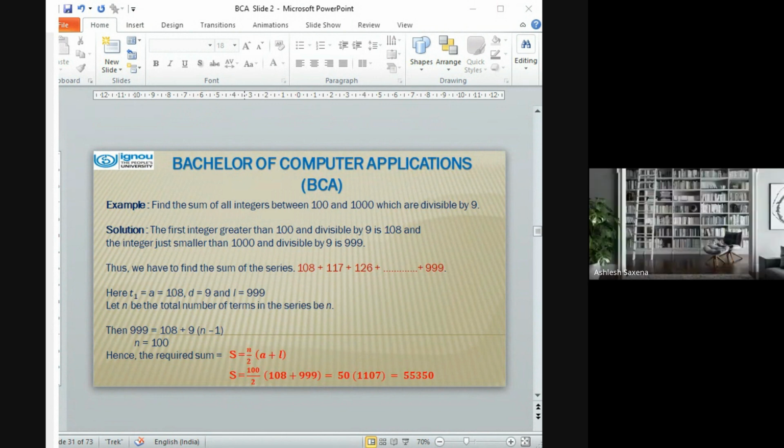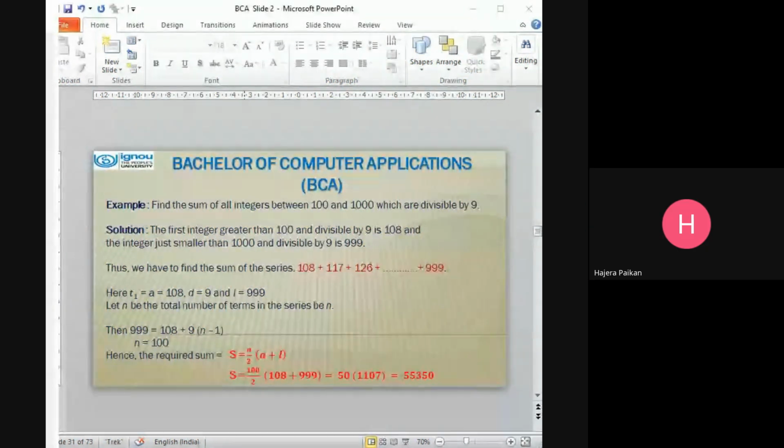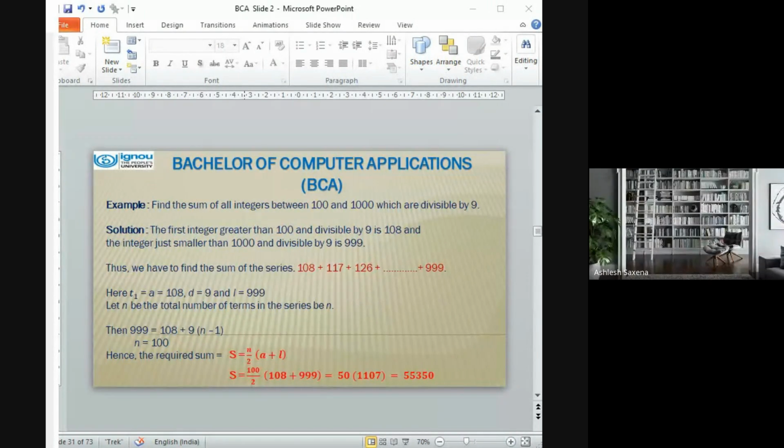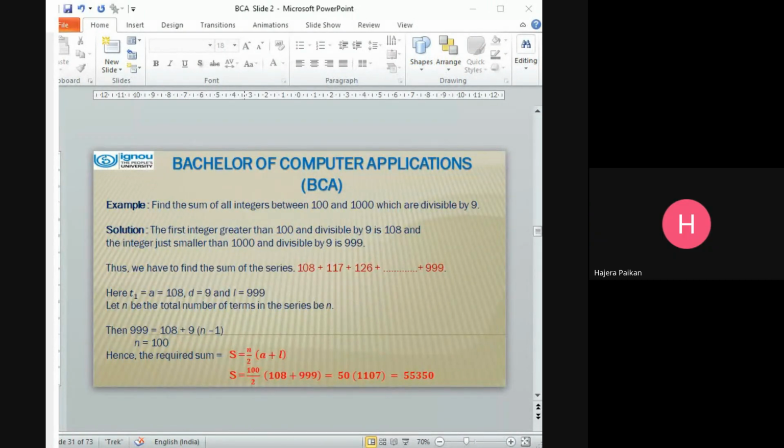So how will you find the value of n? We can find the value of n by the formula An is equal to a plus n minus 1 into d. Okay, so you will get n is equal to 100. Yes, sir. And your formula will be S is equal to 100 by 2 into 108 plus 999.